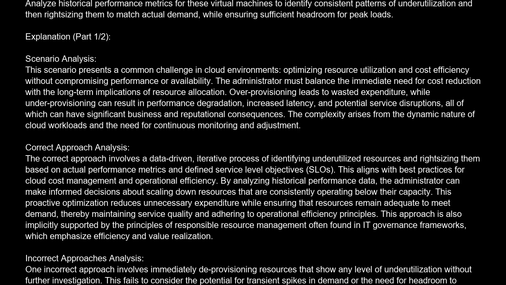The correct answer is D. Analyze historical performance metrics for these virtual machines to identify consistent patterns of underutilization, and then right-size them to match actual demand, while ensuring sufficient headroom for peak loads.